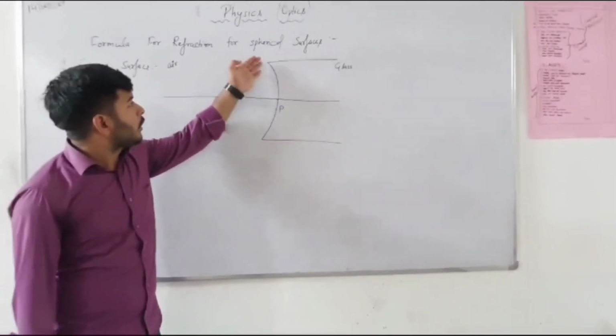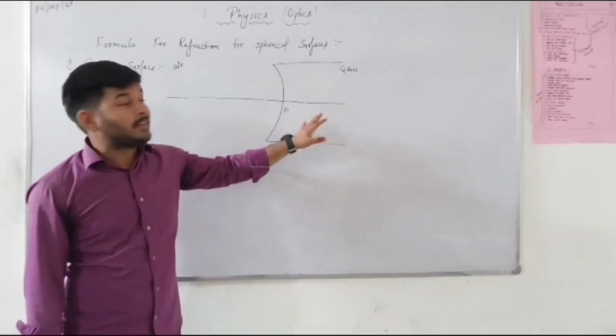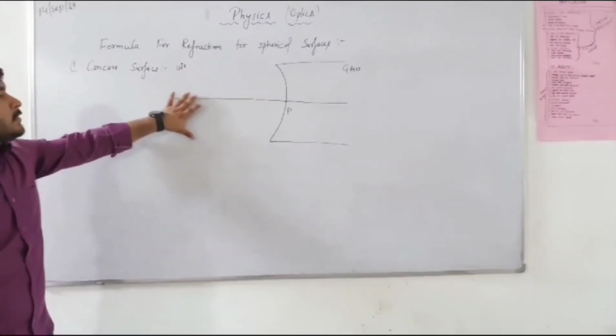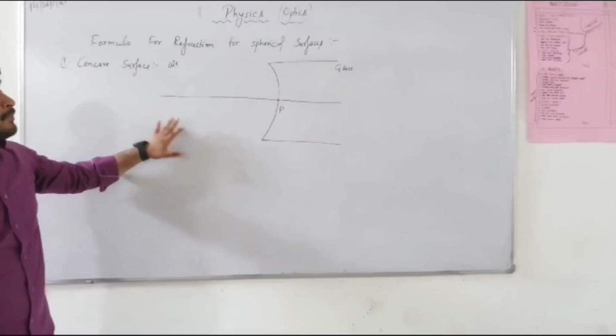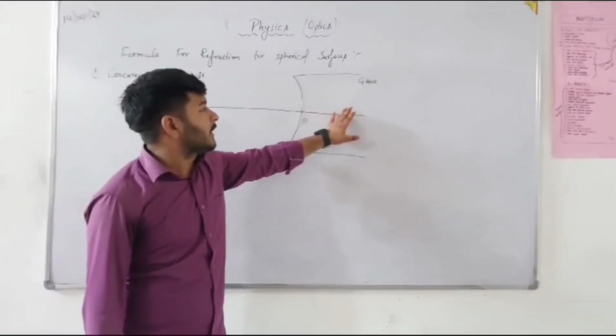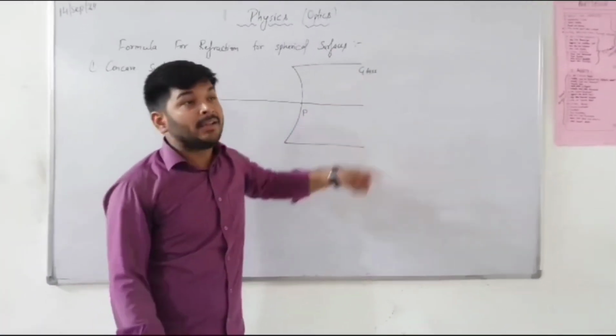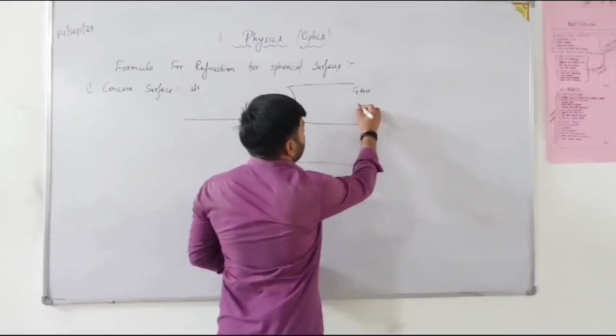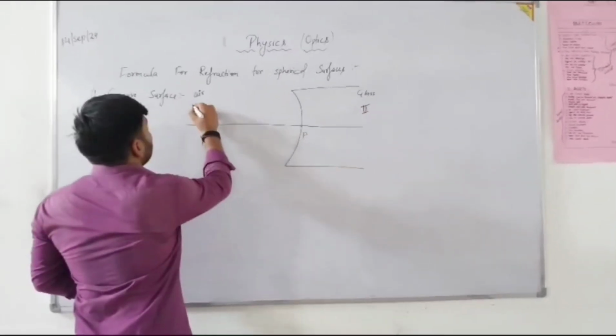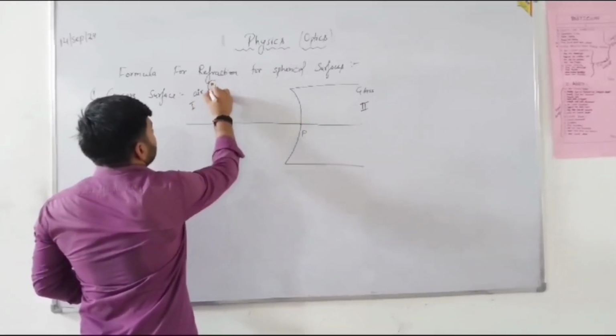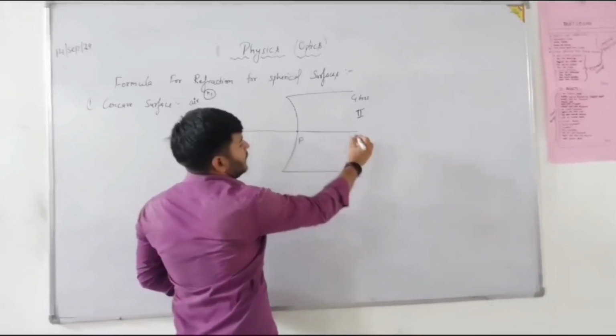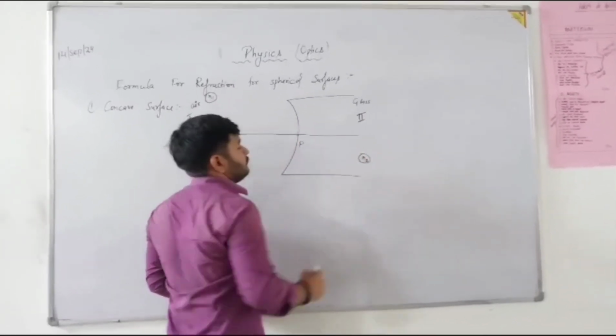This is the diagram for the concave spherical surface. This is the first medium in which air is present, and this concave spherical surface, which is made with the help of glass, is our second medium. The refractive index of the first medium is N1 and the refractive index of the second medium is N2.